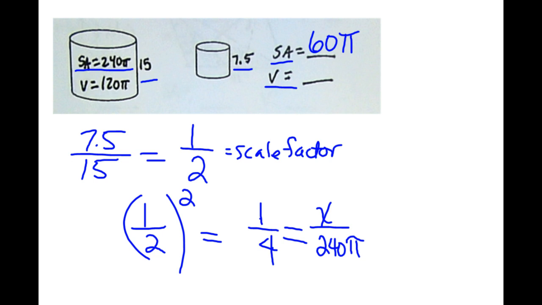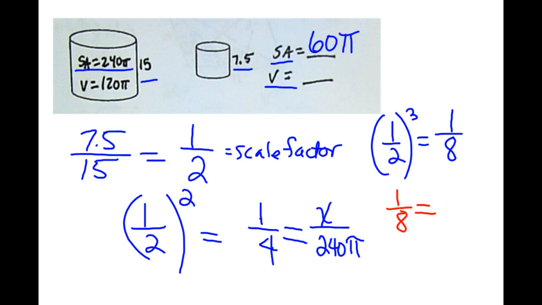To find the missing volume, I have to take my original scale factor and cube it. So I get 1/8. That's the scale factor I want to use to find my missing volume. So I don't have the small volume. That's my big volume. I cross multiply, and I get 15 pi for my small volume.